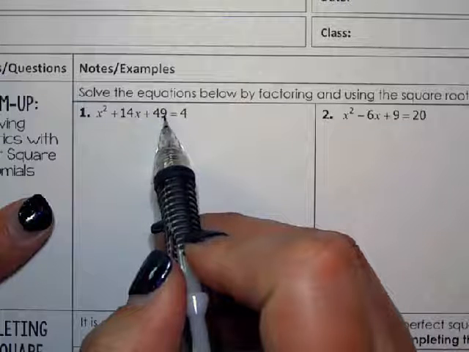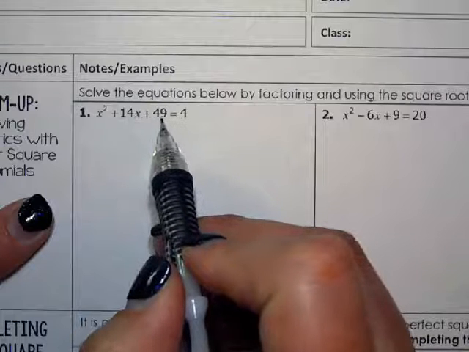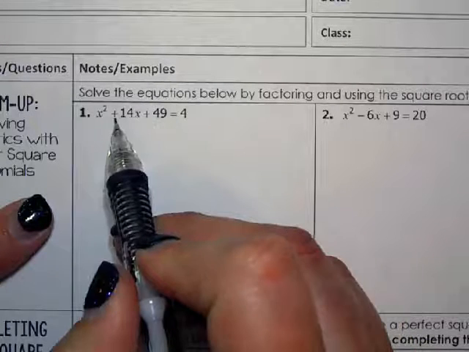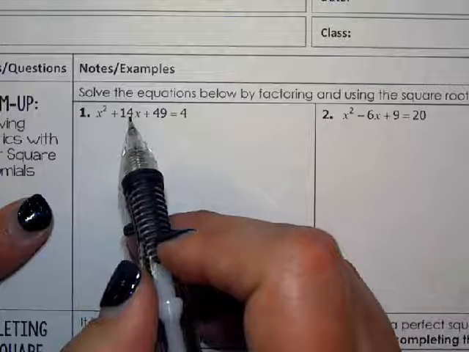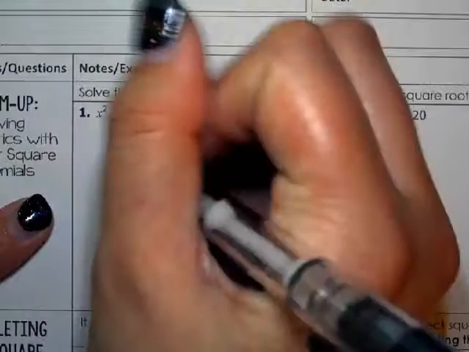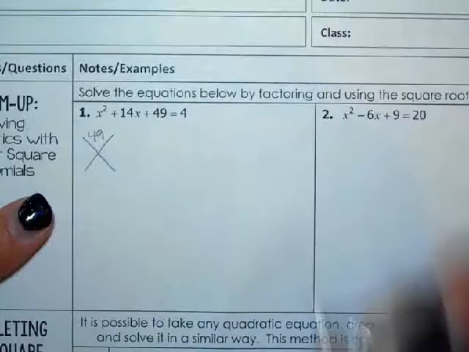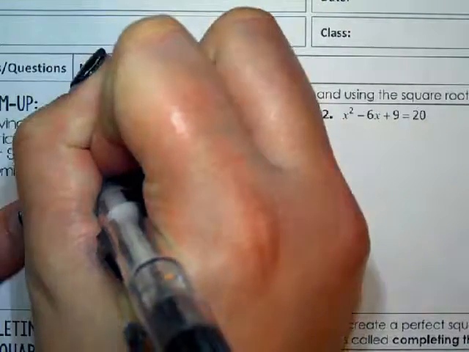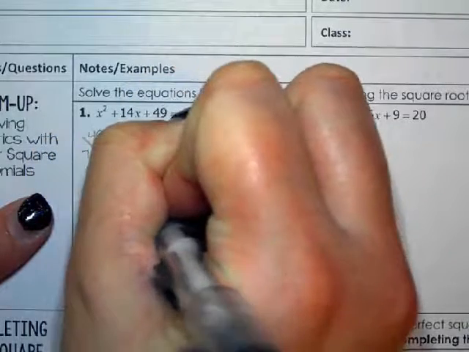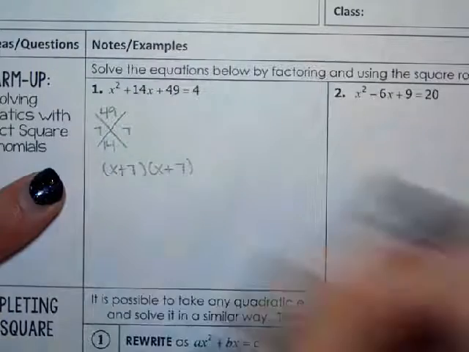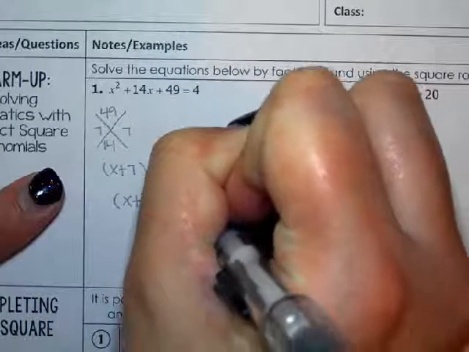If you look at the left side, you can see that this problem is kind of factorable, because we can think of two numbers that multiply to 49 and add to 14. What are the two numbers that multiply to 49 but add to 14? 7 and 7. So this would be x plus 7 and x plus 7. Since those are both the same, we would say that is (x + 7) squared equals 4.